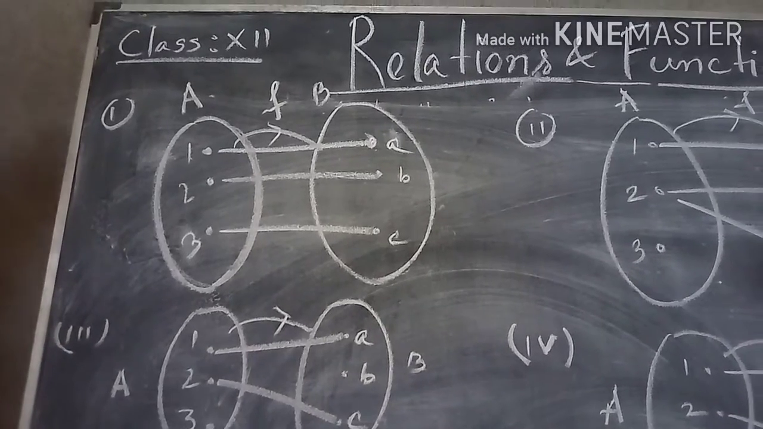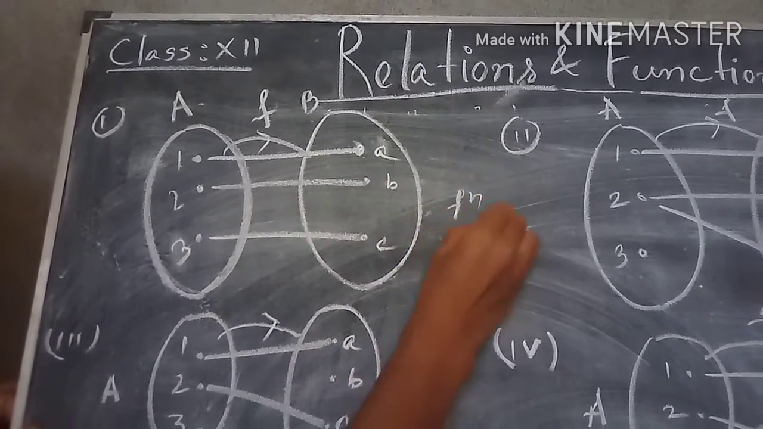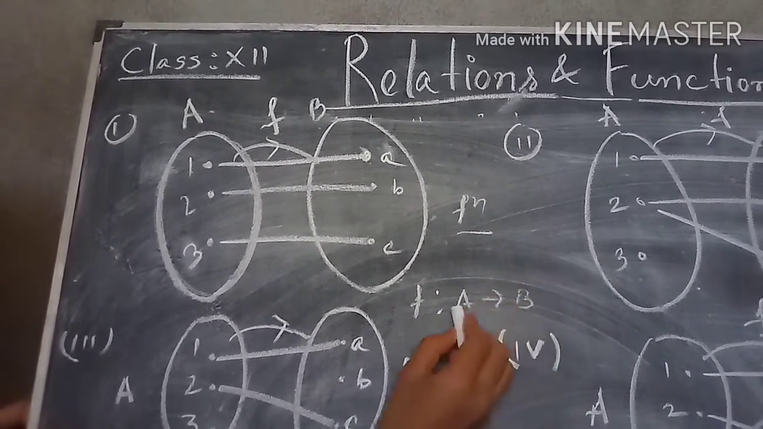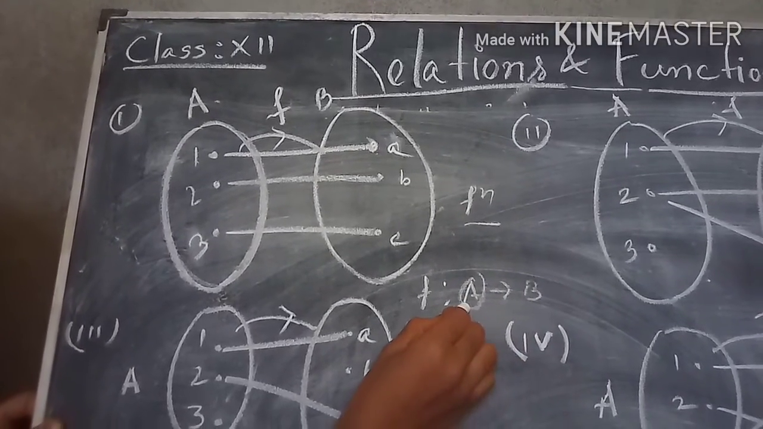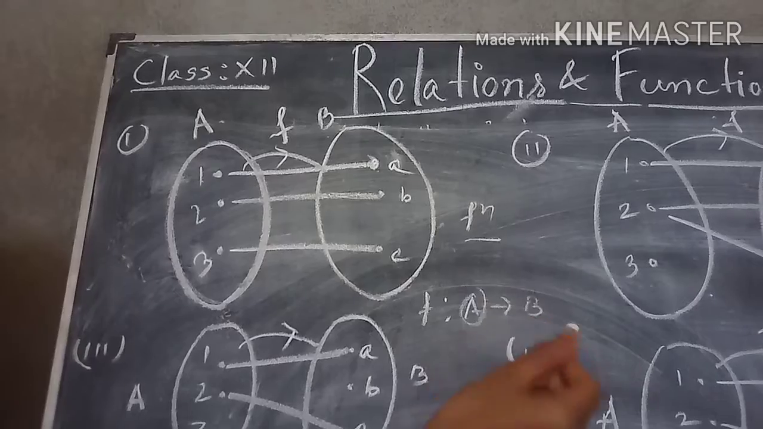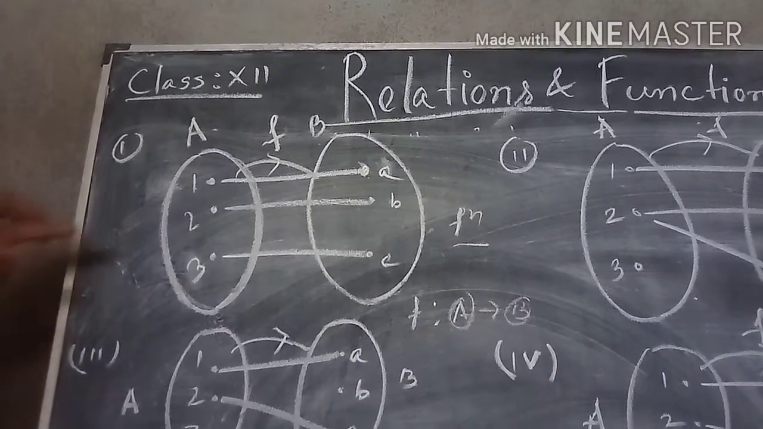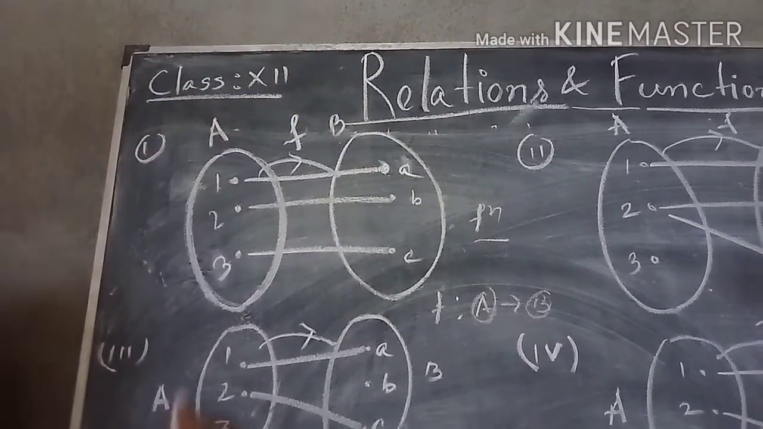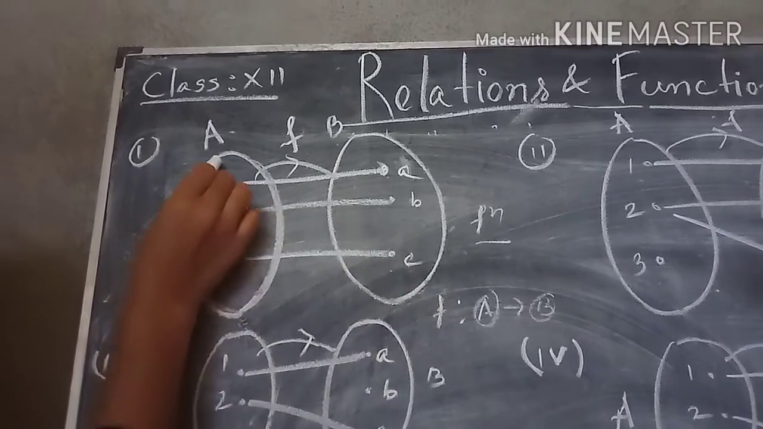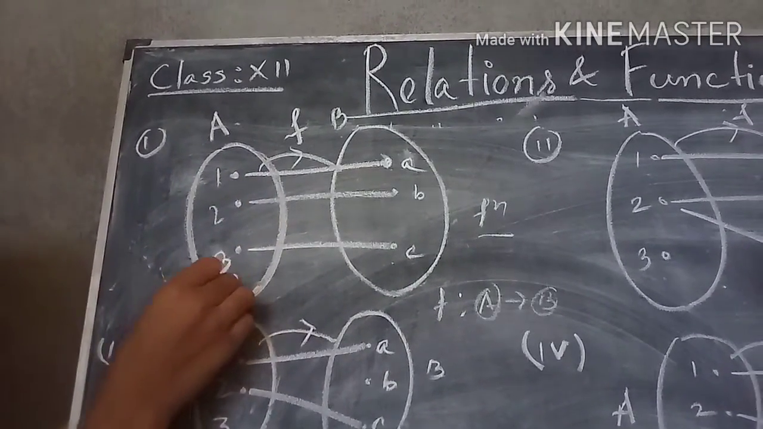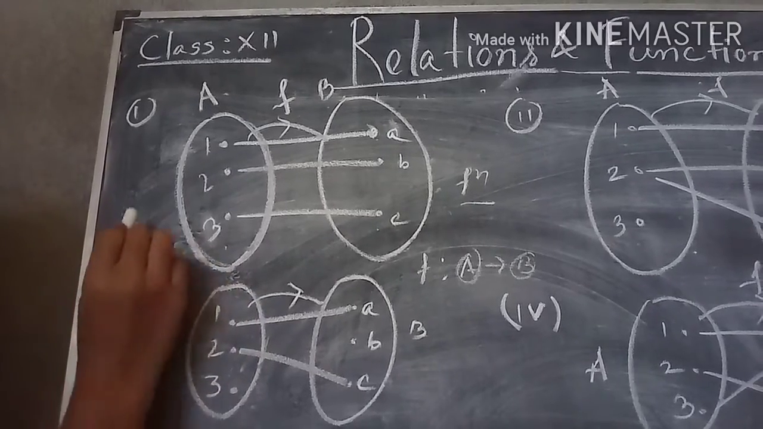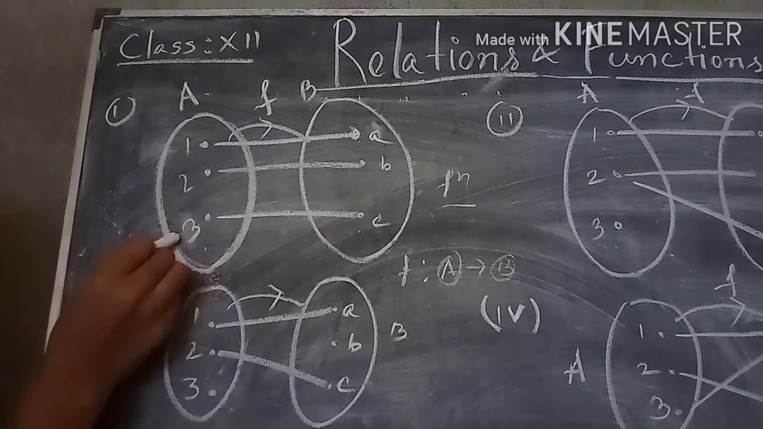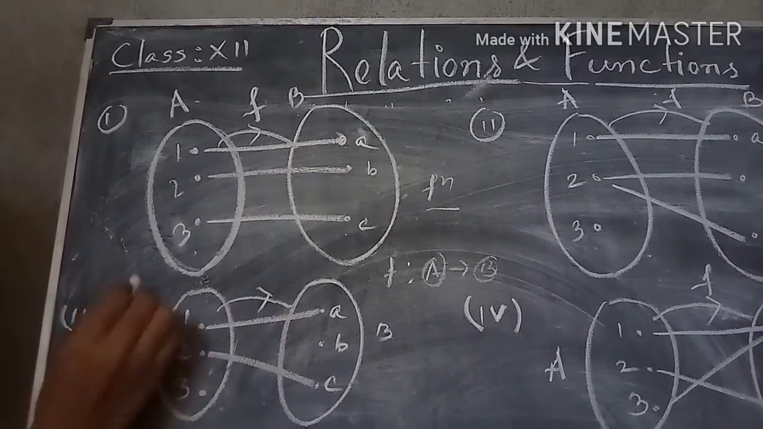According to the definition of function, each and every element of A corresponds to a distinct element of B. So here 1 is related to a single element A, 2 is related to B, and 3 is related to C. And there is no other element left in the set A. So this represents a function because each and every element of A relates to a distinct element of B. So this is a function.